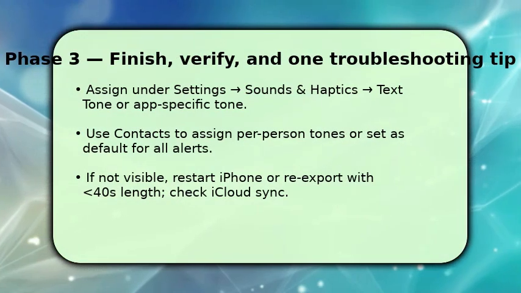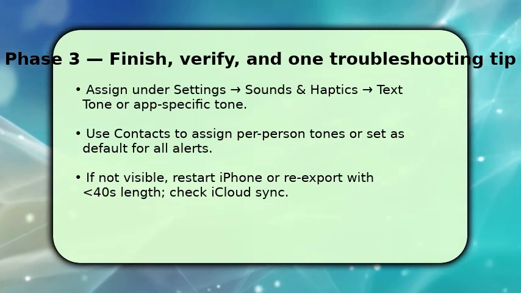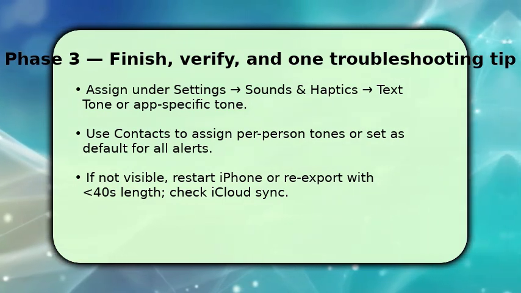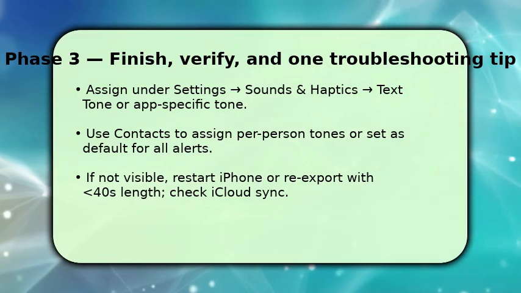Finally, assign the new tone in Settings, Sounds and Haptics. Pick Text Tone, Ringtone, or go into App Notification Settings to set it app-specific. You can also assign it per contact for instant identification.